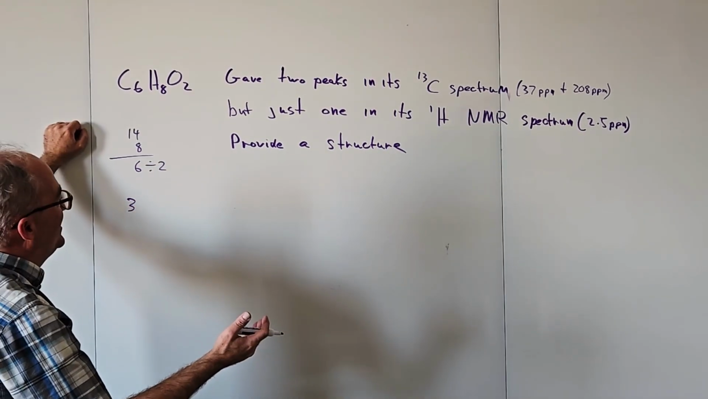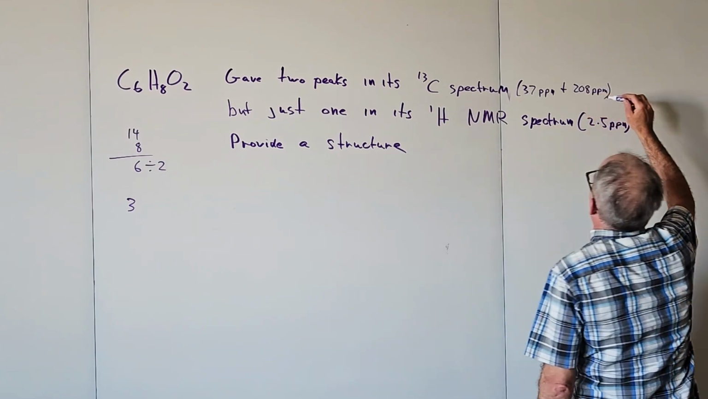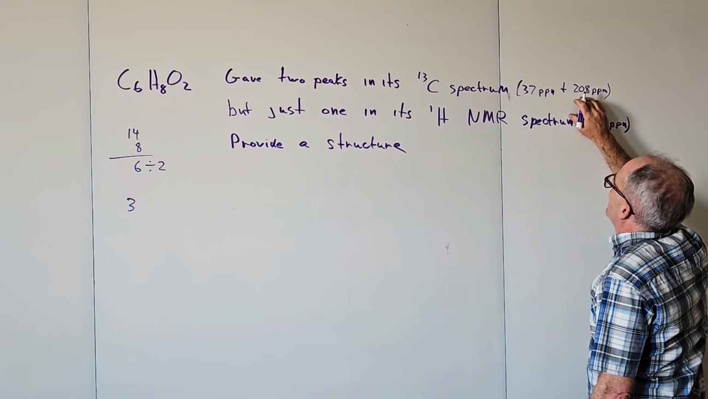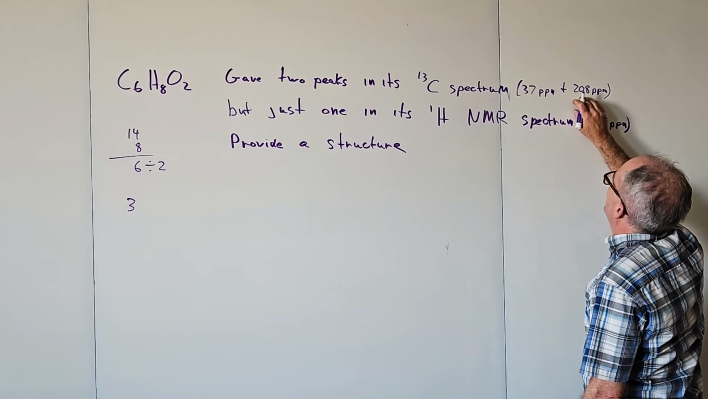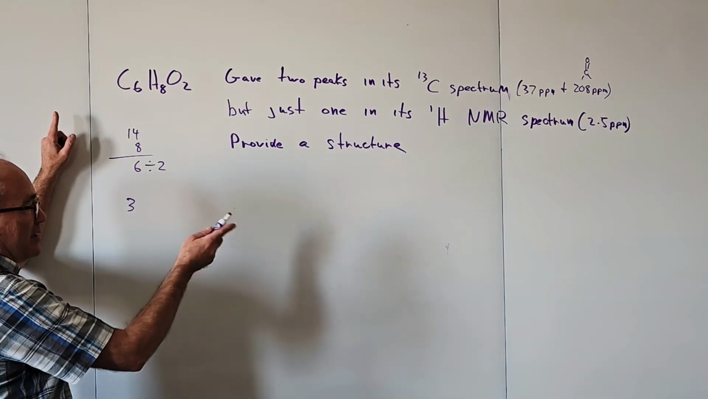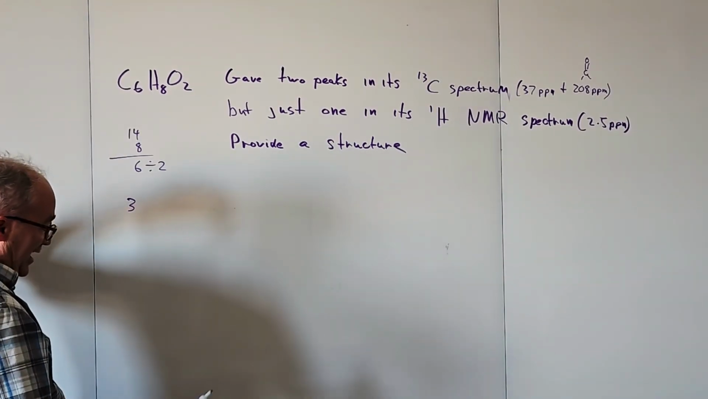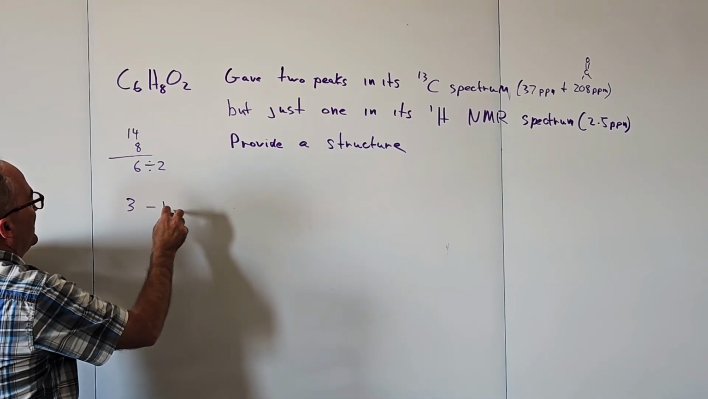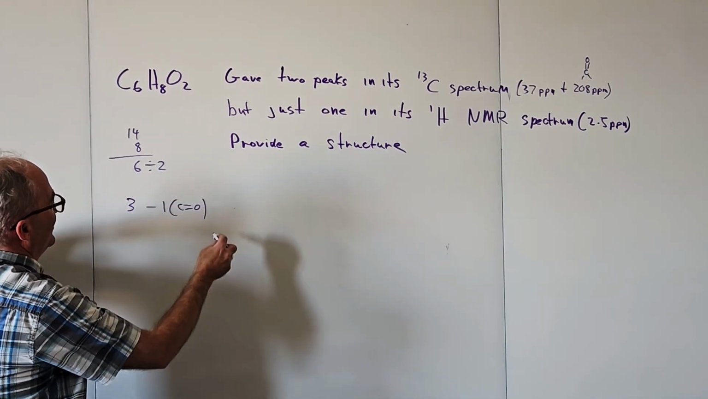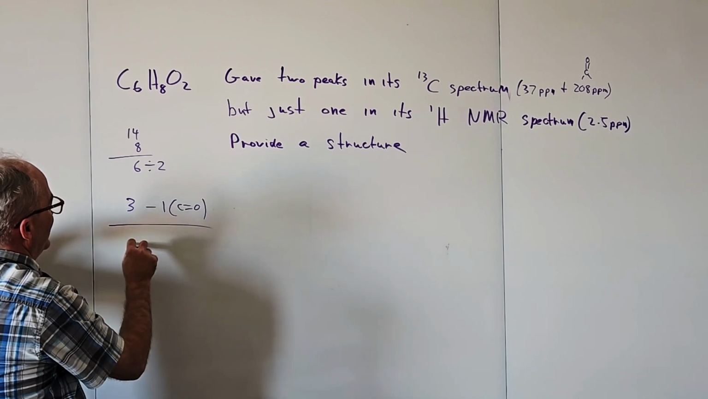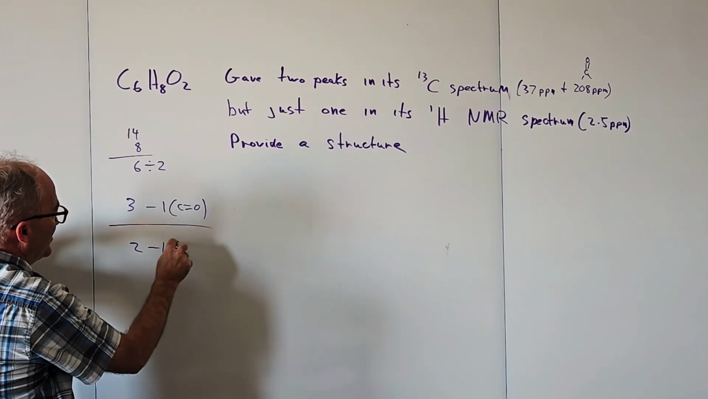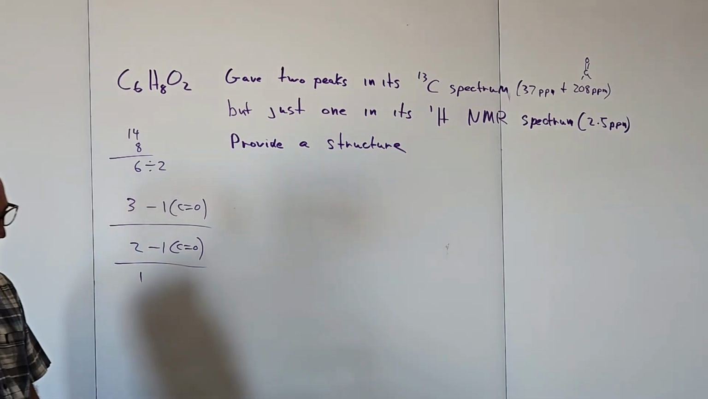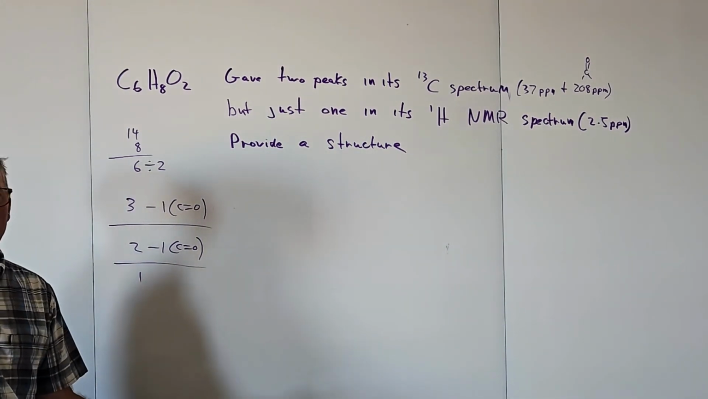Well, and this should stick out like a sore thumb. What group had this chemical shift for carbon-13? Carbonyl. And each one of those, if I have 2, I would go minus 1 for each one of these. And so that gave me 2. And if I subtract another one, I have 1 degree of unsaturation left over. Do you want to do a double bond or a ring?